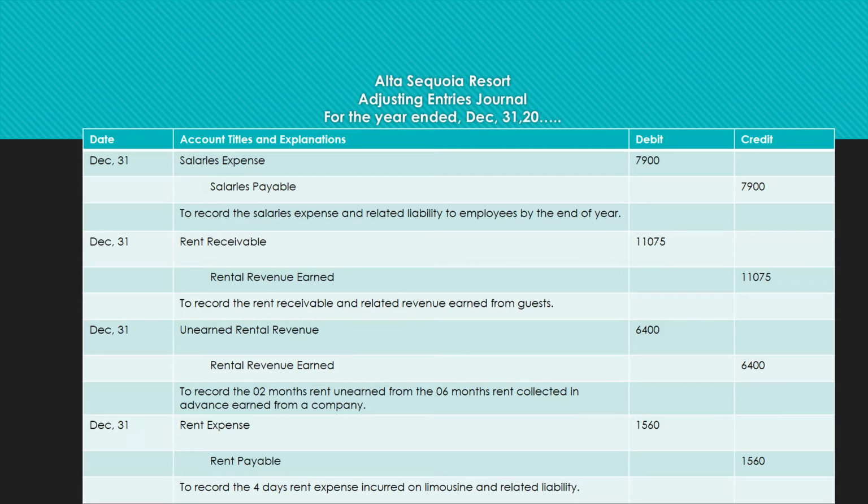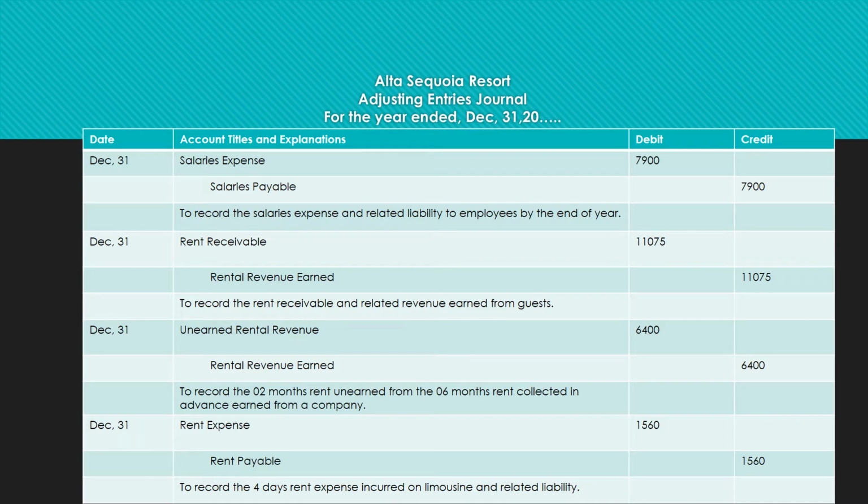So when you are preparing the adjusting entries journal, first you have to write down the name of the company, which is Alta Sequoia Resort, and then adjusting entries journal, then the period, which is for the year ended December 31st, 2000. As the year is not given clearly in the problem, we have written 2000. You can write 2001, 2020, whatsoever. First I will read each transaction, and then we will discuss what are the titles of accounts which are involved and what is debited and what is credited. So let's read transaction A.